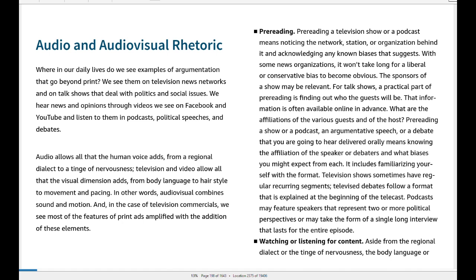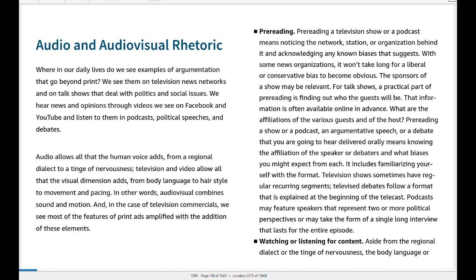Pre-reading a television show or a podcast means noticing the network, station, or organization behind it and acknowledging any known biases that suggests. With some news organizations, it won't take long for a liberal or conservative bias to become obvious. The sponsors of the show may be relevant. For talk shows, a particular part of pre-reading is finding out who the guests will be. That information is often available online in advance. What are the affiliations of the various guests and of the hosts?